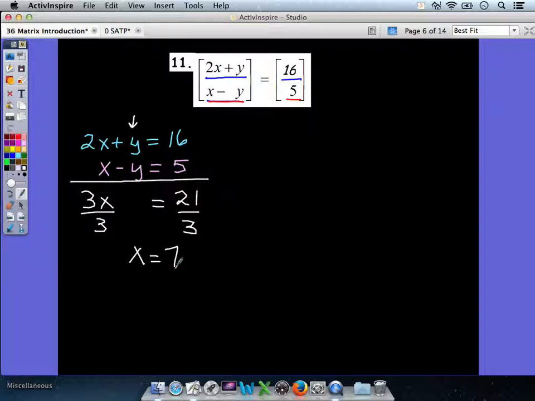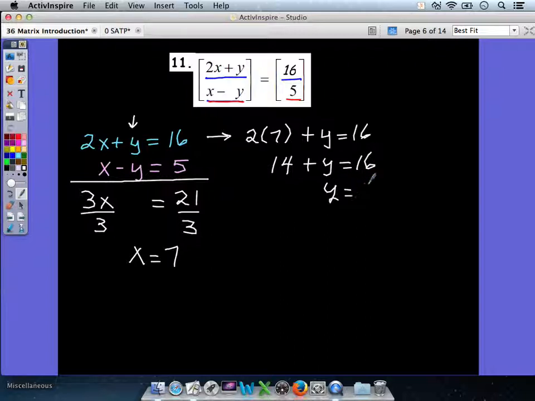Then we just plug that back into either one and solve for y. So if x is 7, I'm going to put it right back in for x, and I have 2 times 7 plus y is equal to 16. So 14 plus y is equal to 16. Subtract 14, and y is 2. So the two answers that I come up with are x is 7 and y is 2. And I can plug those back in and check just to double check that the answers are correct.